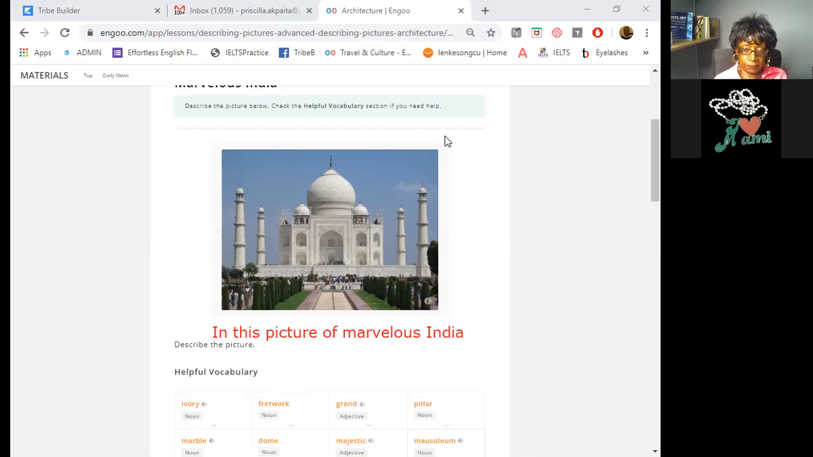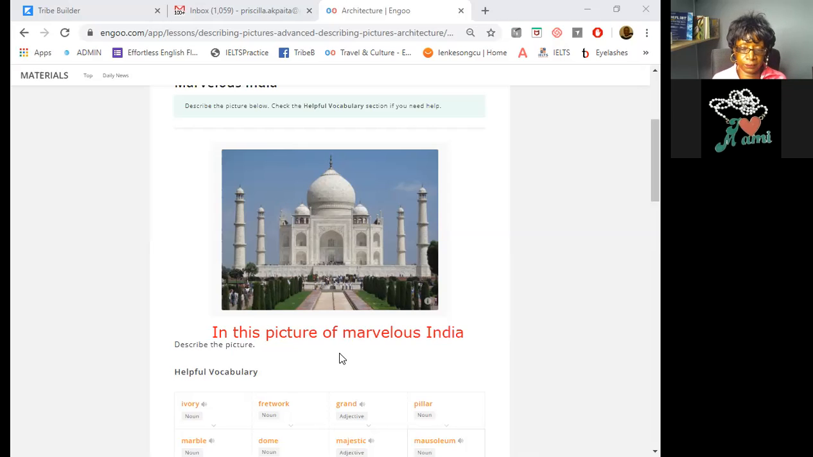In this picture of marvelous India, I see. Let's start again, because you should already know. I want you to already know what it is that you see. In this picture of marvelous India, I see a grand, majestic cathedral, or whatever it is that you want to say. But I want you to eliminate those unnecessary words. Try again.